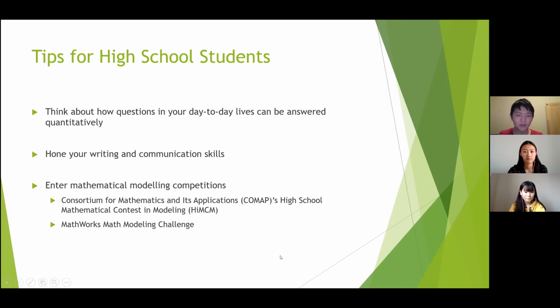Compared to traditional pure math competitions, these might be a bit less intensive because you're working on your models over a longer period of time, and for both of these, I think you get to work with a group, so that's pretty fun as well because you get to work with your friends basically.